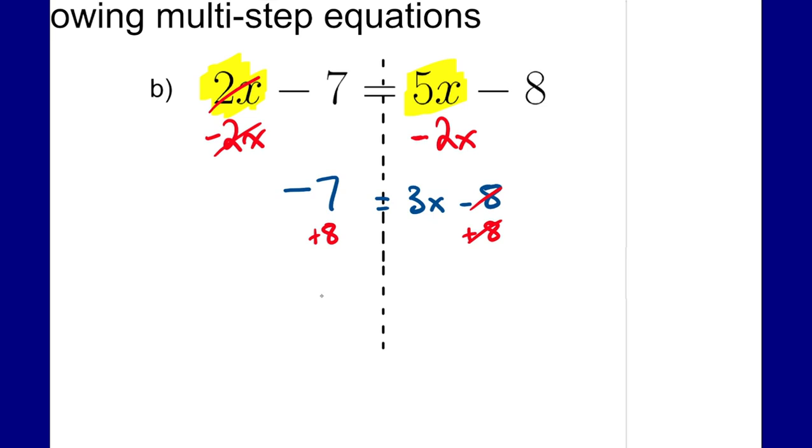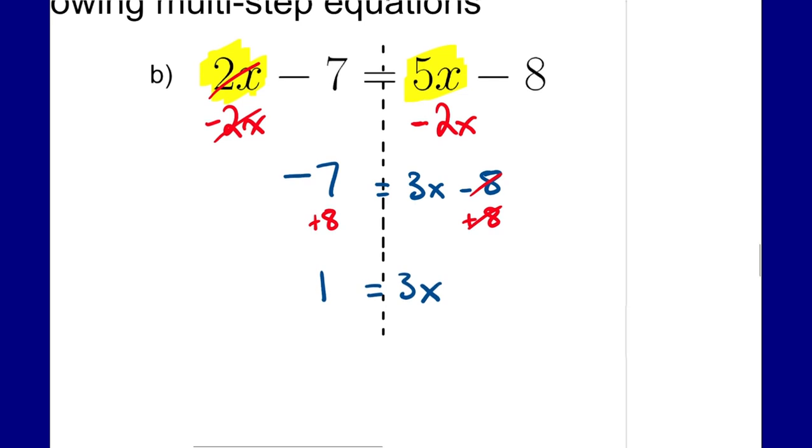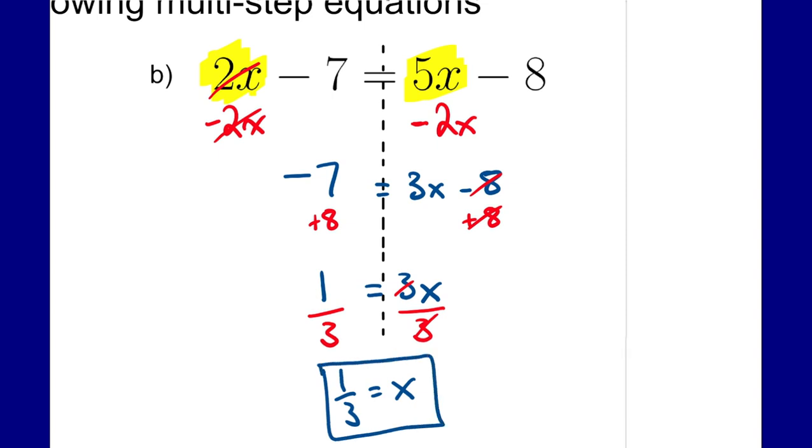Negative 7 plus 8 is 1 equals 3x. Now I'm down to a one-step equation. I need to divide both sides by 3 because, again, between the 3 and the x is multiplication. The opposite of multiplication is division. Balance it out by doing the same thing on both sides. One side cancels out. I'm left with 1 over 3 equals x. So that is my solution.